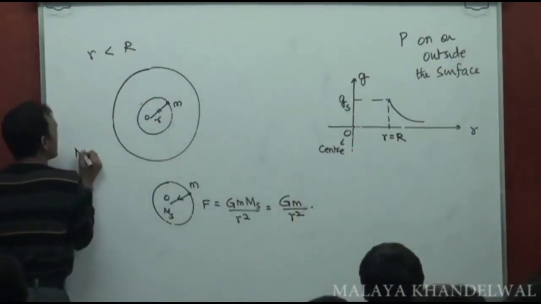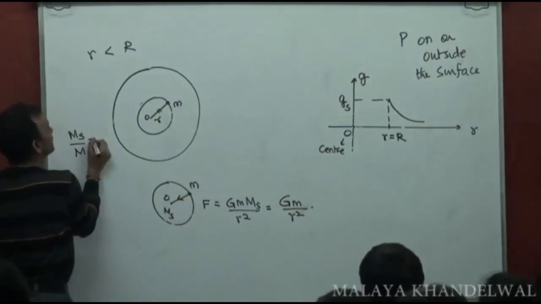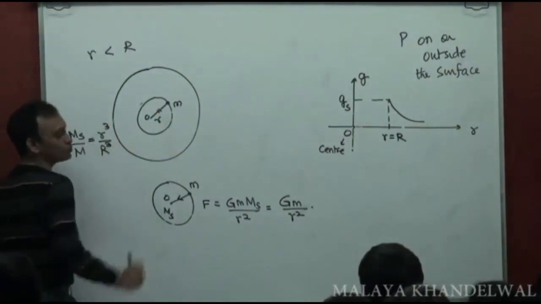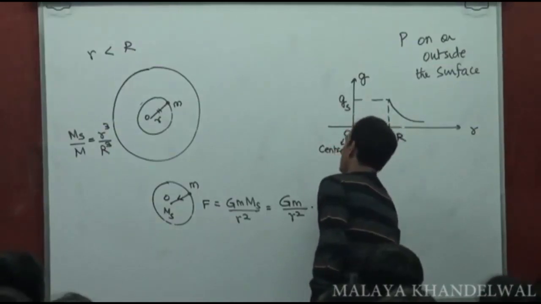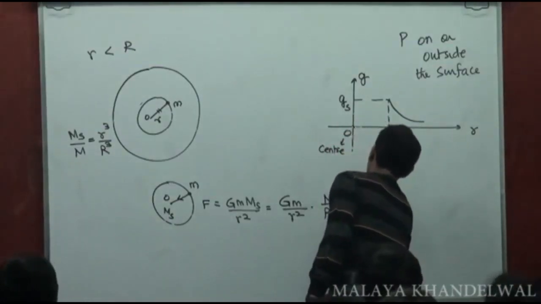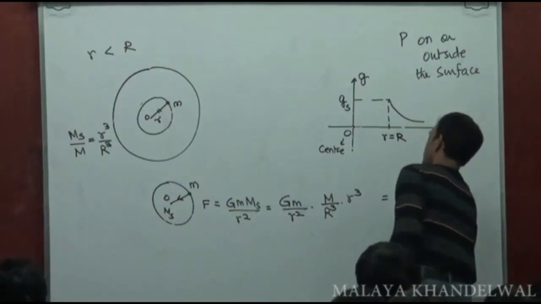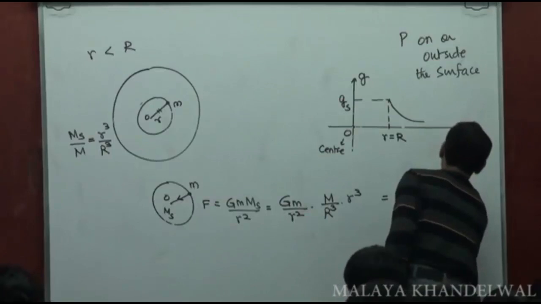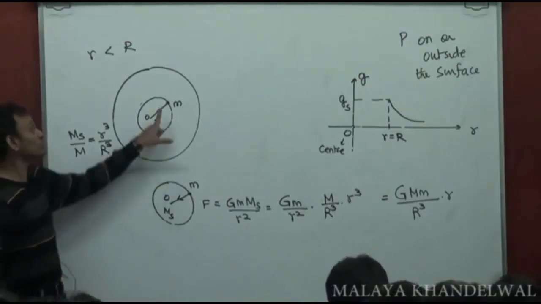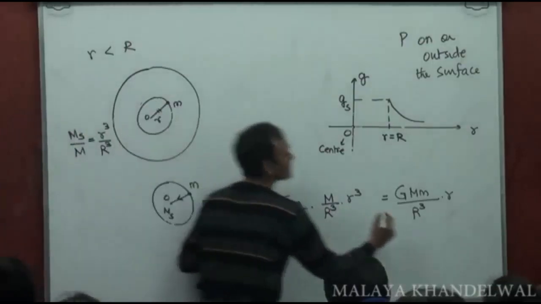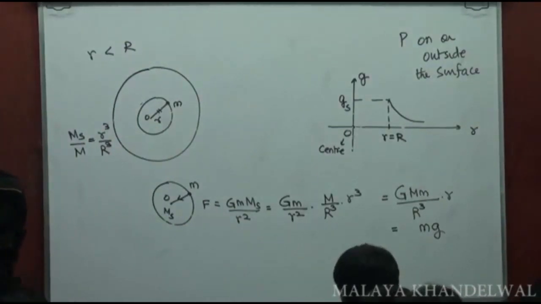Now, if M is the mass of the earth and ms is the mass of this smaller sphere, then ms by M is going to be r cube by capital R cube, proportional to the volume. So I could write ms as M by R cube into small r cube. The force is GMm by R cube into small r, and this must be equal to mass into acceleration due to gravity at small r.